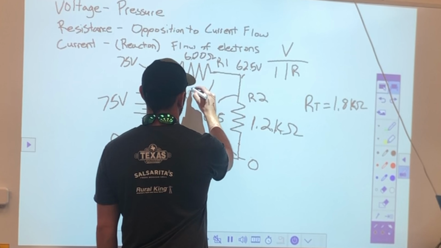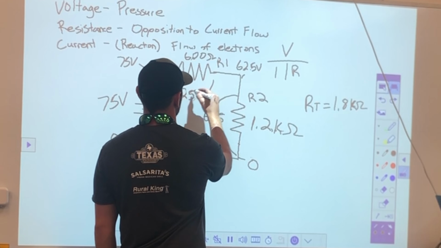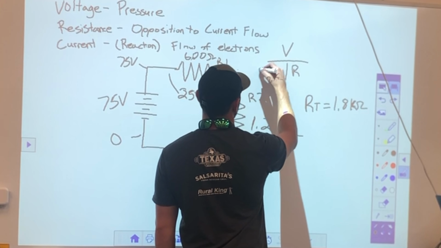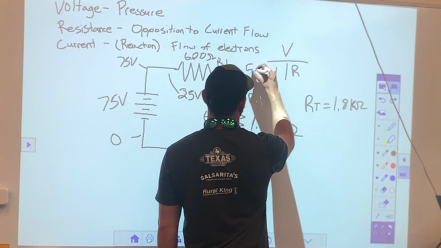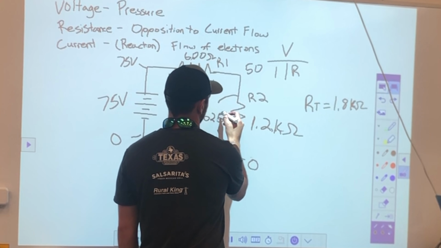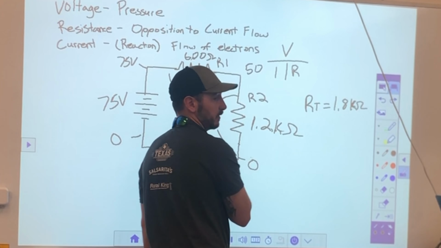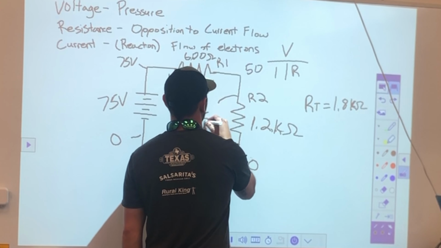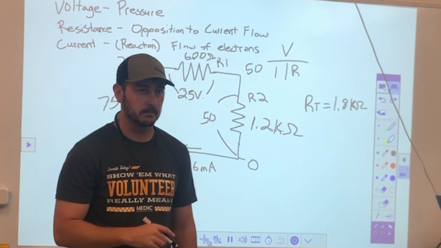25 volts. That gives us how many volts over here? 50. And then this one's going to be 50. And what you said it came out to be was 49 point something, right? When you did this. Now we're sounding more right. Okay.